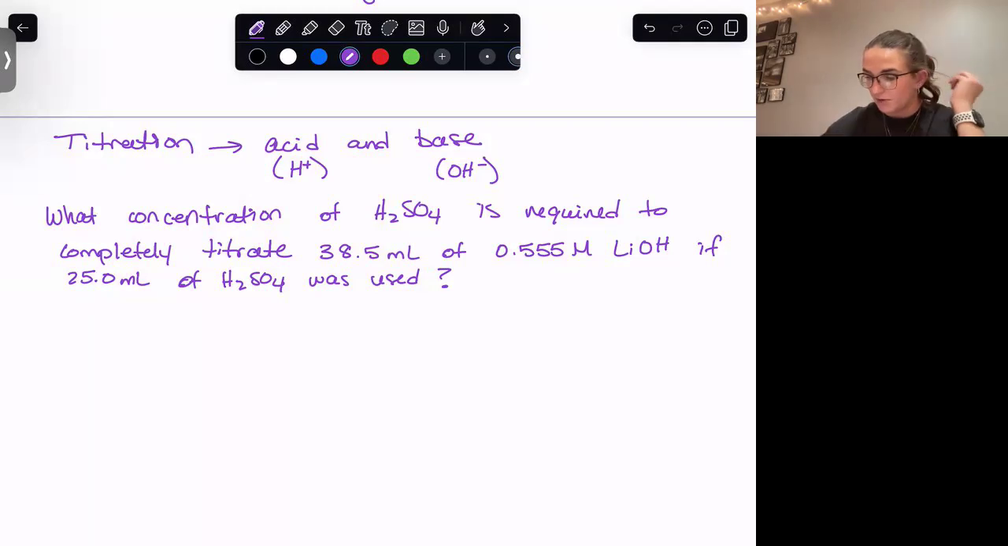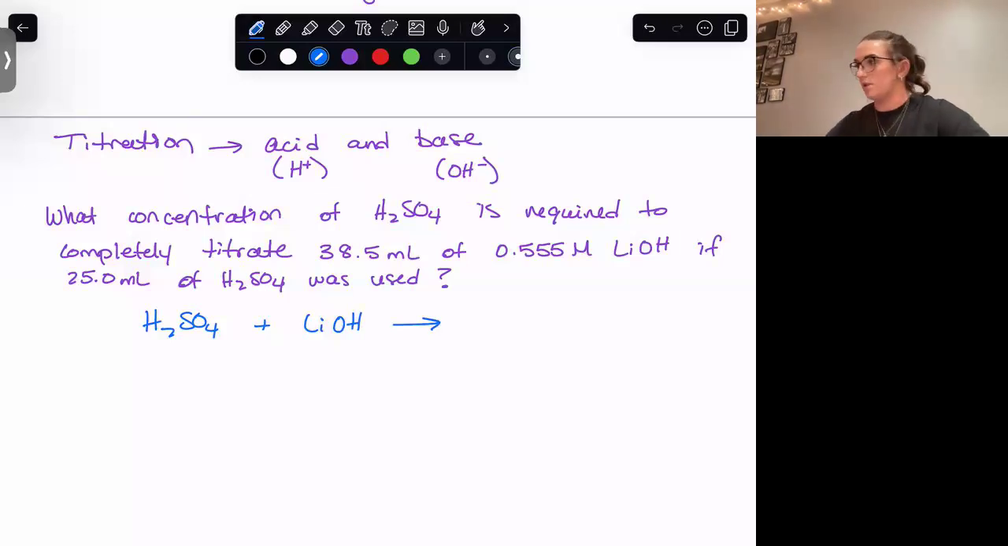Okay, so for this question, and for titration questions in general, I highly recommend writing out the chemical reaction for what's happening. So we have H2SO4 and we have lithium hydroxide. Which one here is our acid and which one here is our base?